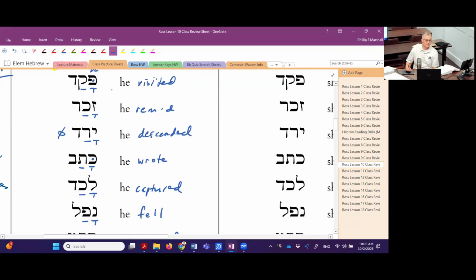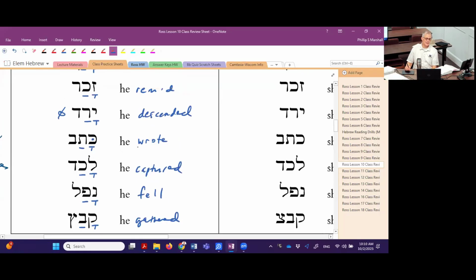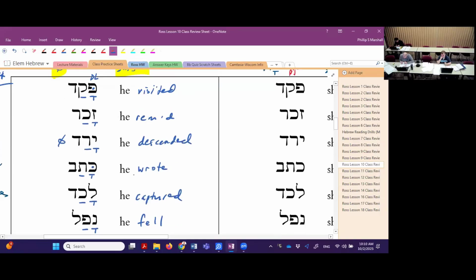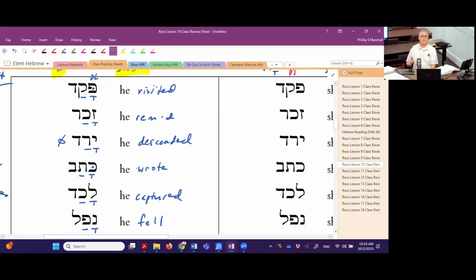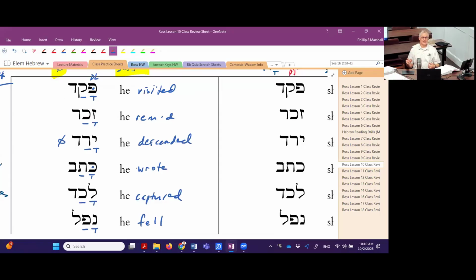Okay, repeat after me. Pakad, Zakhar, Yarad, Katav, Lakhad, Nafal, Qavats. Where's the accent on these words? Yep, it's always on root 2. We want accent on root 2 by default. The only times it doesn't get it is when the stress gets pulled to the end by vocalic endings, because they're attractive, and the heavy consonantal endings tem and ten. They're heavy. Heavy things carry a lot of weight. They pull the stress to the end.